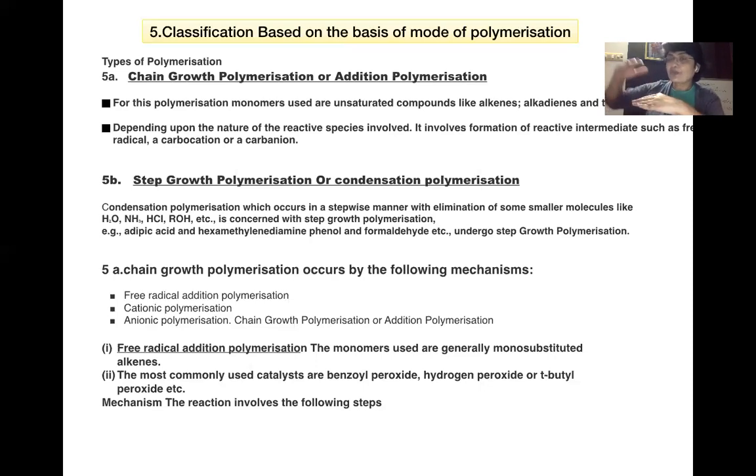It means it's growing. Step by step it is changing, and then it results in the formation of a big compound. And during this combination, small units of molecules come out. That's why it is also called condensation. It has got mechanism. In mechanism, we have free radical addition polymerization, cationic, anionic. But according to our syllabus, we have only free radical addition polymerization.